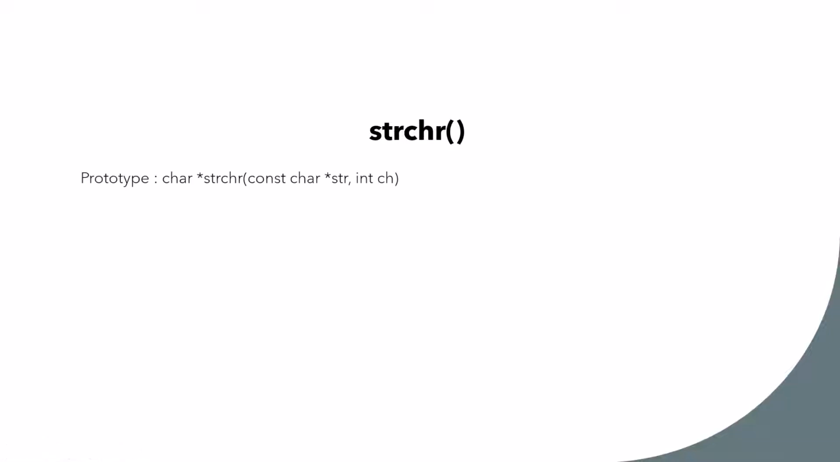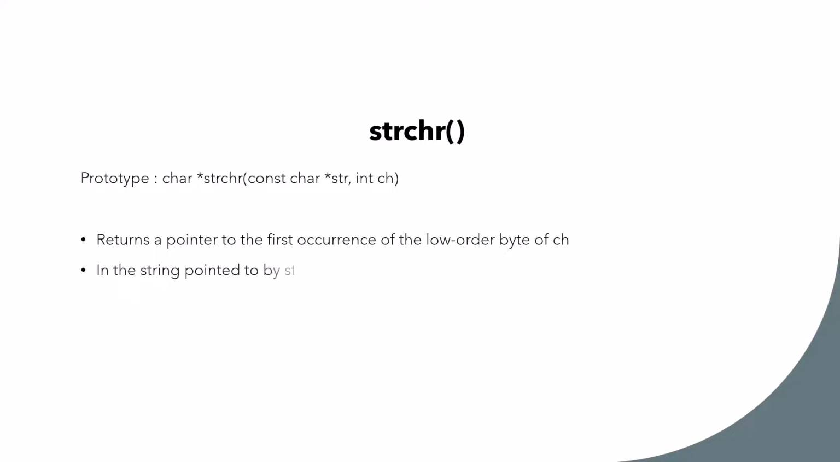strchr, you can see from the prototype, this function returns a character type pointer, right? Taking as arguments a string and an integer ch. Returns a pointer to the first occurrence of the low order byte of ch. Although ch is integer here, right, which means 4 bytes, the character would be found in that low order byte. Of course, ch would be looked for in the string pointed to by str. If it's not found, a null pointer is returned.